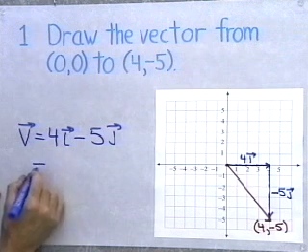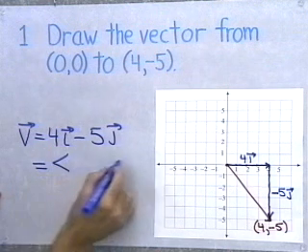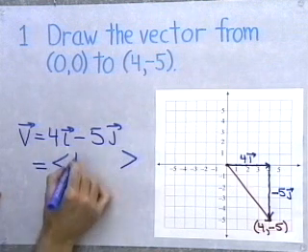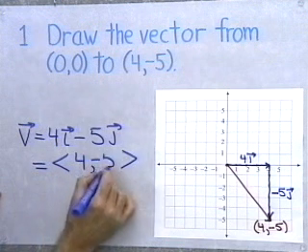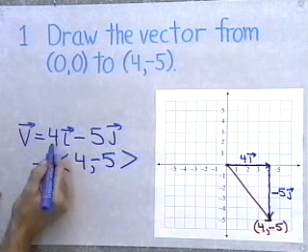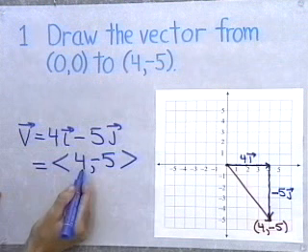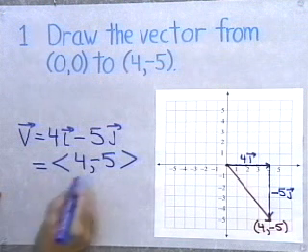Now there's another way that we write these vectors, and that is with these brackets that look like this, where we just write down these coefficients, 4 and negative 5. So 4i minus 5j is the same as this notation right here in vectors.